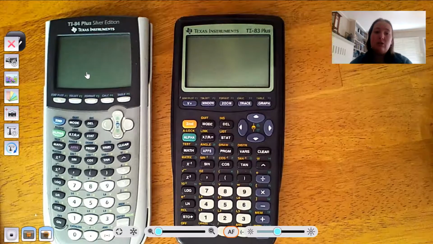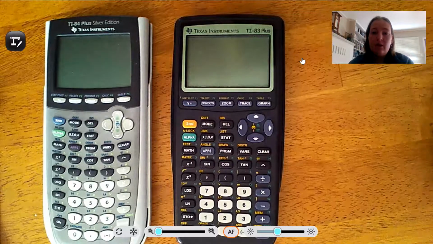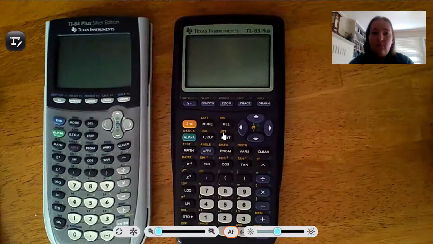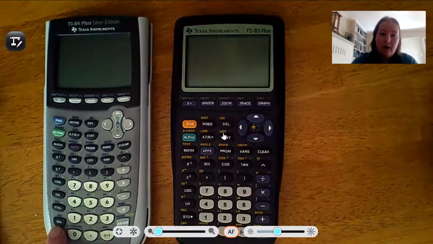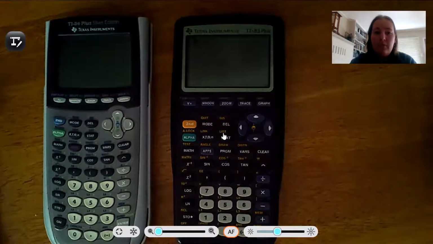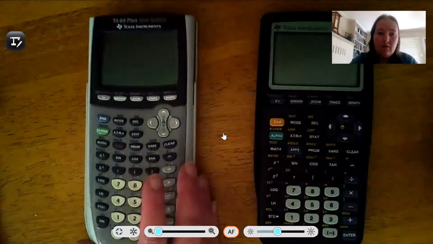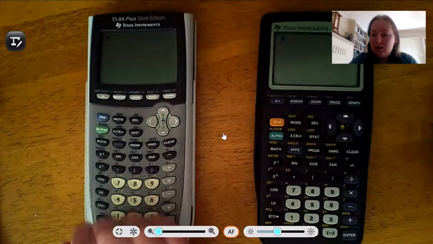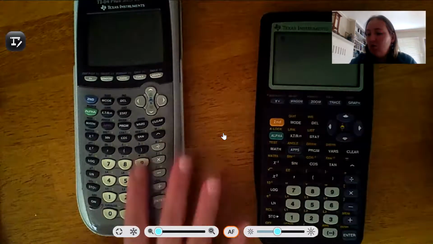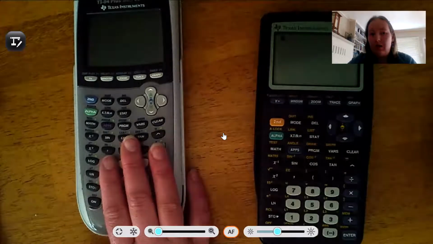So this is just a brief introduction to some of the key features of the calculator. So to turn it on, there's this on button right here. Same on this one. And the main things I want you guys to recognize is that this part of the calculator is the same as a normal four-function calculator. This part is not anything new.